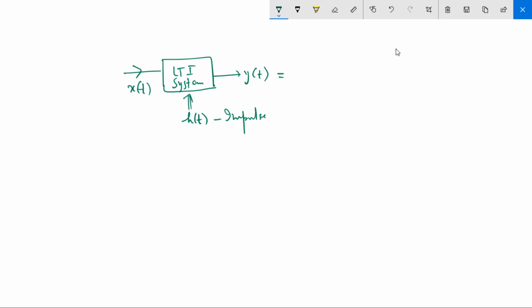When you pass a signal, suppose x(t), through a system, and let us assume this is an LTI system, that is a linear and time invariant system, how do we get the response of an LTI system? It is nothing but the convolution of x(t) with the impulse response of the system. So this system has an impulse response which we denote by h(t).